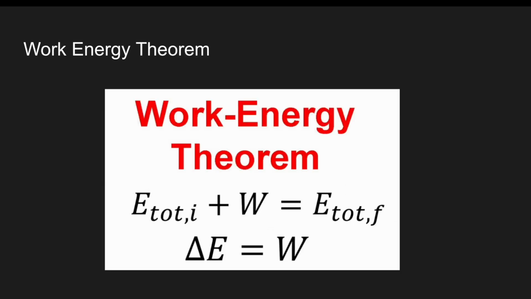Next up is the work-energy theorem that ties work and energy together. This theorem states that change in energy is equal to work, and it's derived from the expression: the initial energy of a system plus work is equal to the final total energy of a system. This is a very powerful equation because since work is equal to force times displacement times cosine theta, it is able to tie motion together without having the need for acceleration and time to solve for certain problems, which is very useful.